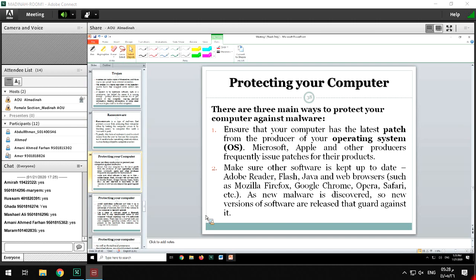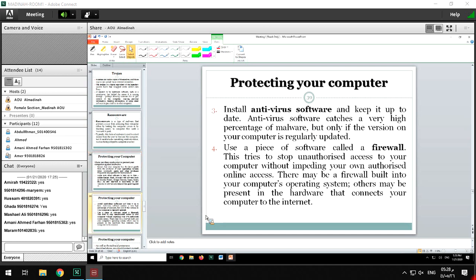Second thing is to make sure that software is kept up to date. As new malware is discovered, new versions of software are released that guard against the new malware. So you make sure that the software is updated. Third, install antivirus software and keep it up to date. Fourth, use a piece of software called a firewall. What will the firewall do? This will stop viruses from coming into your computer through the network or through the internet. Fine.